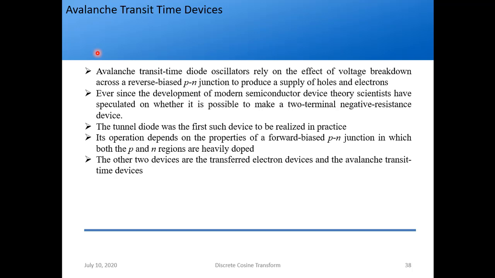So avalanche transit time diode oscillators rely on the effect of voltage breakdown. Voltage breakdown is used as a plus point here across a reverse bias PN junction to produce a supply of holes and electrons. Okay.